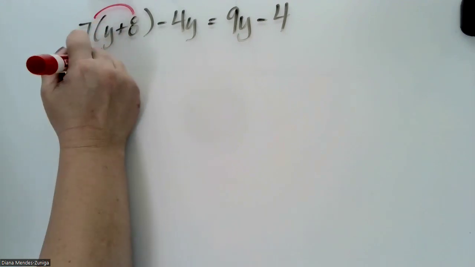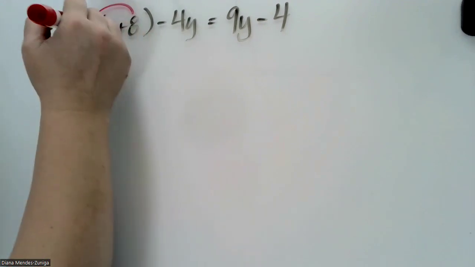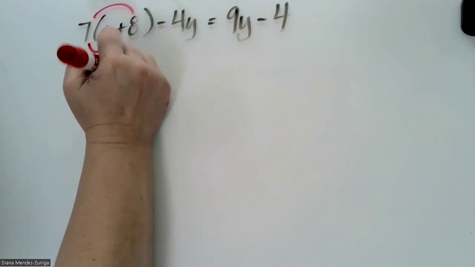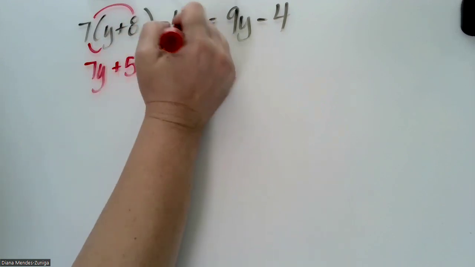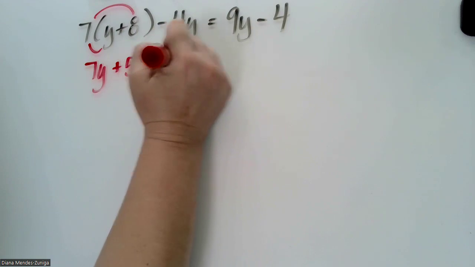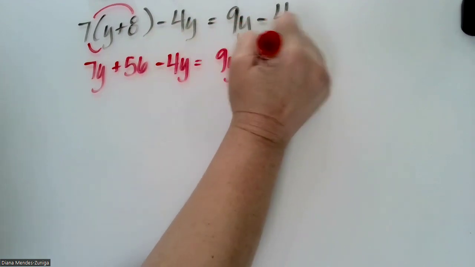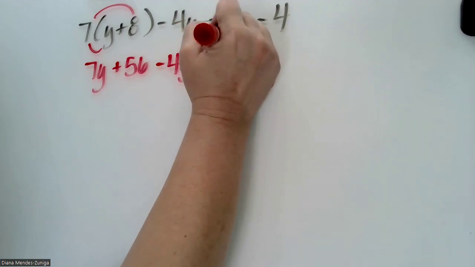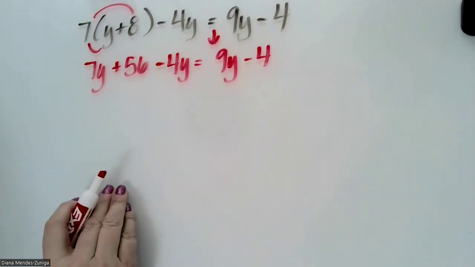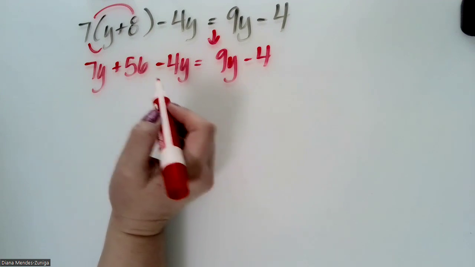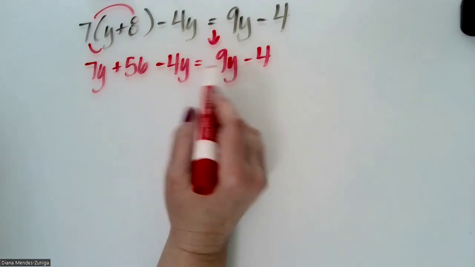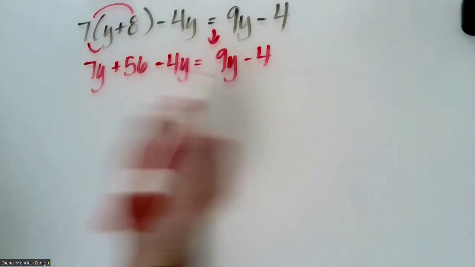This is going to be 7 times y equals 7y. 7 times 8 equals 56. And now I'm just going to bring down the rest of this information without changing anything. So now I have a problem that says 7y plus 56 minus 4y equals 9y minus 4.